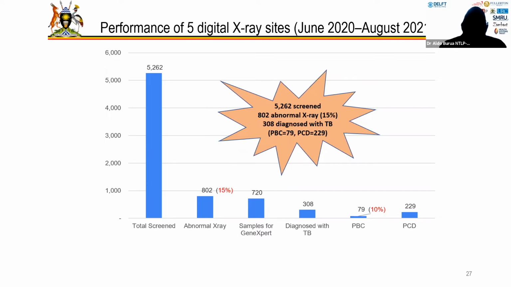In terms of the proportion of abnormal X-rays among those screened, it was 15%. While the proportion of bacteriologically confirmed TB patients, that is 79 out of those who had suggestive X-rays, is 10%. But you need to recognize that a number of the patients were diagnosed clinically based on the clinical judgment of the clinicians. So out of the 800 people who had abnormal X-rays, about 200, which is 25%, were clinically diagnosed. That's a point to note.